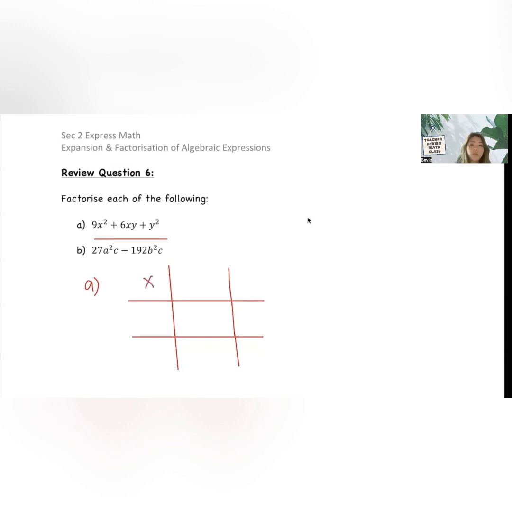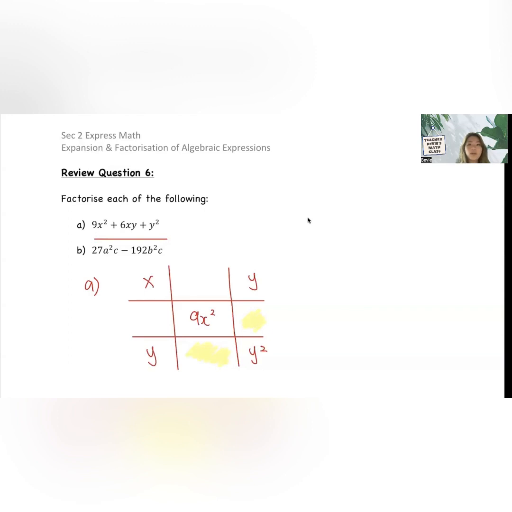Just to take note on the positioning, 9x squared will go in the middle, y squared will come over here, and I must make sure that these two boxes over here add up to 6xy. So let's start off with the y squared first, the easier one. I only have one combination, and that would be y and y. Y times y gives me y squared. There's no other combination to this.